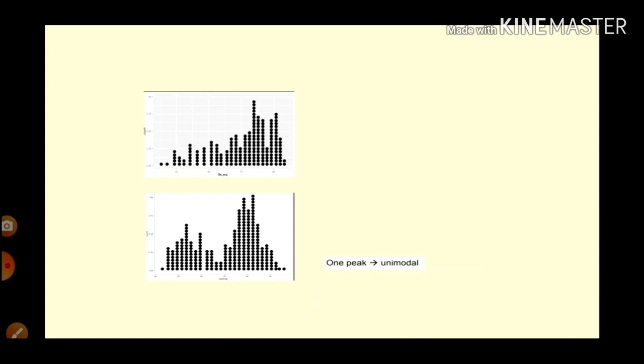I have one peak. I call it unimodal. Right, next thing, what have we learned? Is it symmetrical? No, not really. Okay, it's not symmetrical. That means it's skewed. Is it left skewed or right skewed? I have a tail on the left, so therefore it's left skewed. That means the majority of data are concentrated on the right hand side.